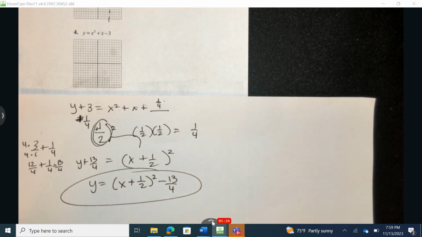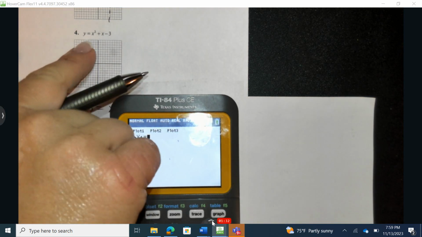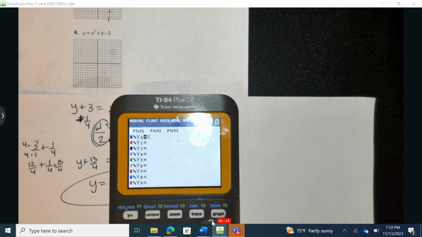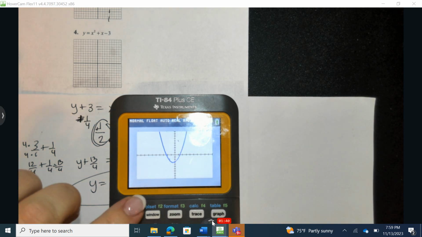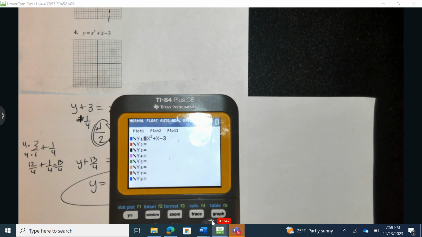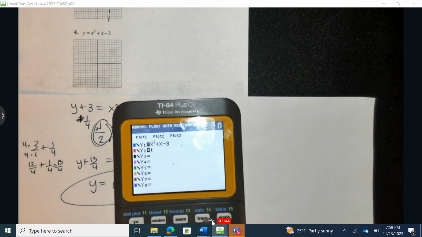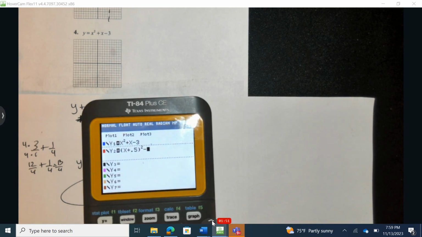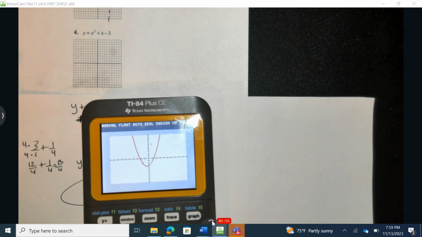I'm going to grab the calculator and erase the 2 previous problems I had in. I'm going to start by putting in what we have provided in standard form. So x squared plus x minus 3, I graph it. I come back and I'm going to type in quantity x plus 1/2, or I could do 0.5, quantity squared minus, in parentheses, 13 divided by 4. And we can see they're the exact same thing.